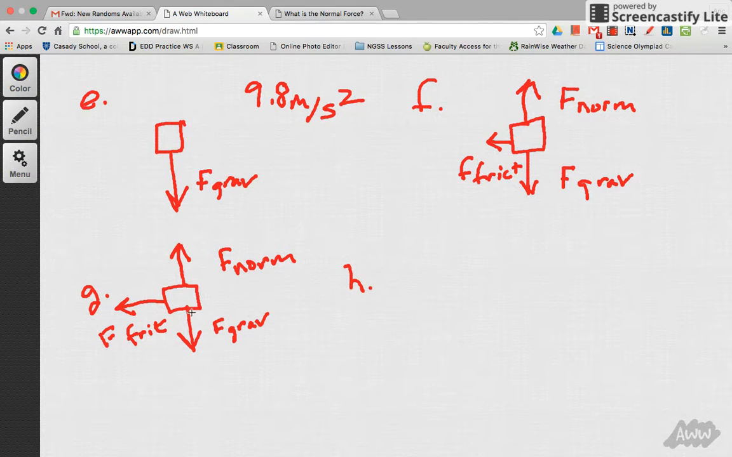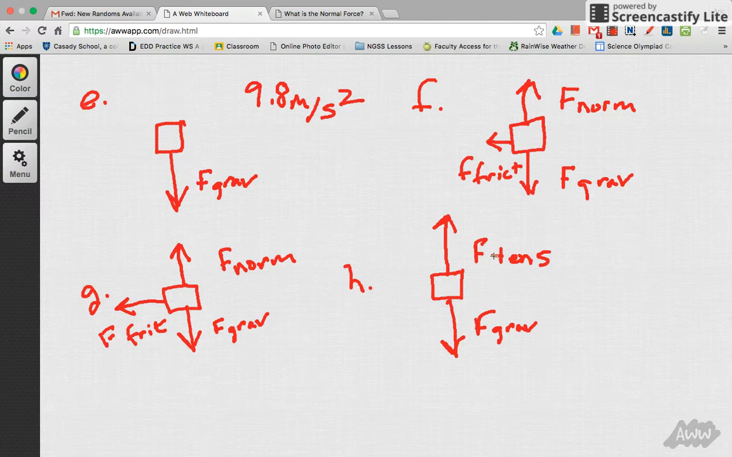A spider is slowly descending on a thin silk thread at a constant speed. So we got our spider. Gravity affects a spider, even though it's very, very light. It still does. Since it's going at a constant speed, we have no acceleration, which means these forces have to be balanced. So we just have to determine what this force upward to balance it is. A spider thread is going to be under tension, so we're going to call that F tension. I think they use F-T-E-N-S. All right.